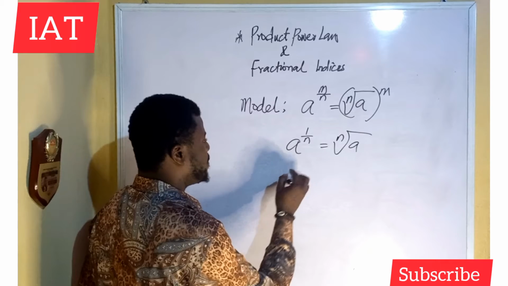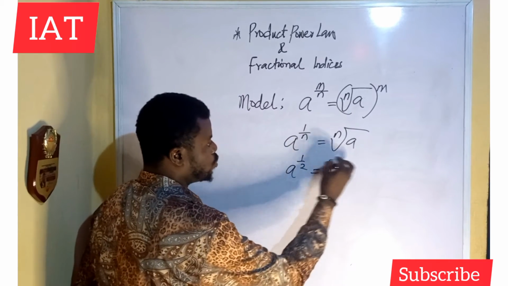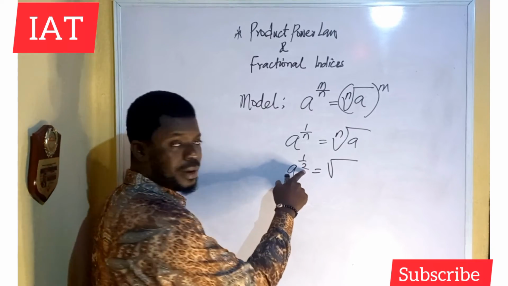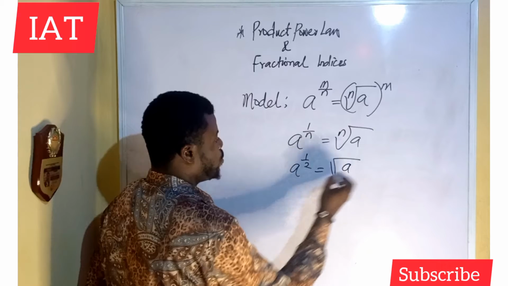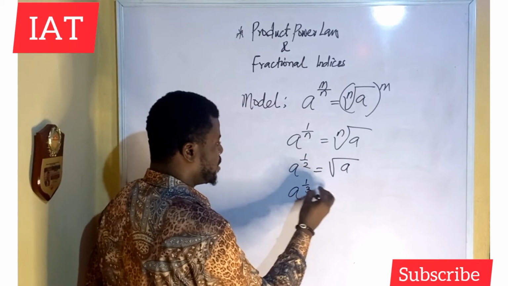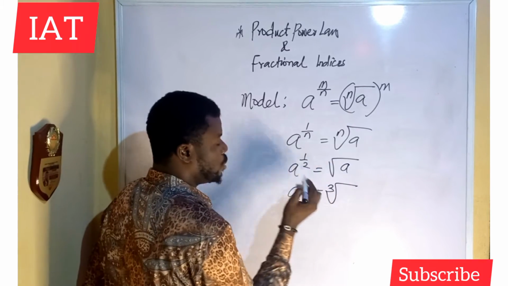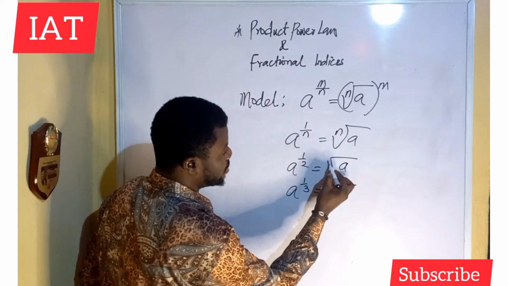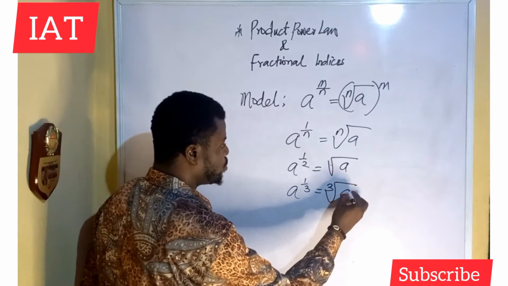So what if we have a to the power of 1 over 2? This can easily change to the square root, because we are concerned about the denominator. You change it to the square root of this a. What if I have a to the power of 1 over 3? It will change to the cube root. Of course, for square root, we don't like writing 2 here, but by default, this is how we write square root. So this will change to become this.